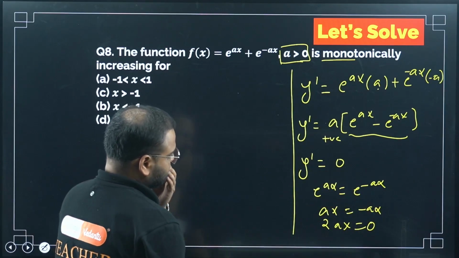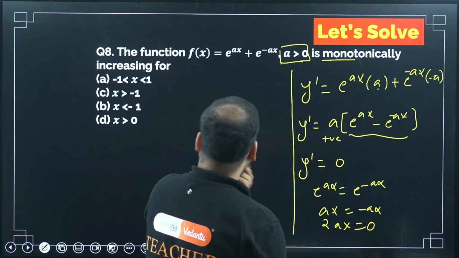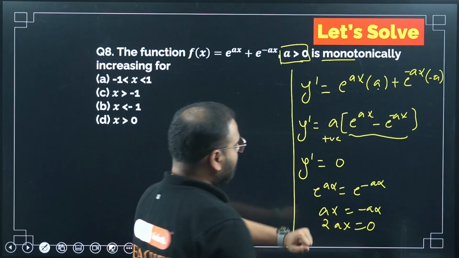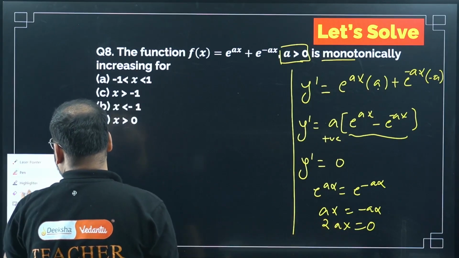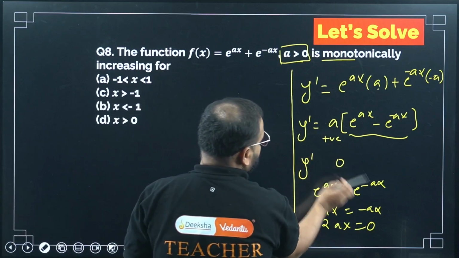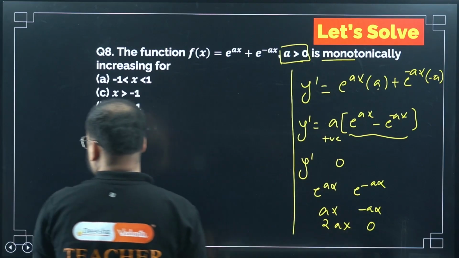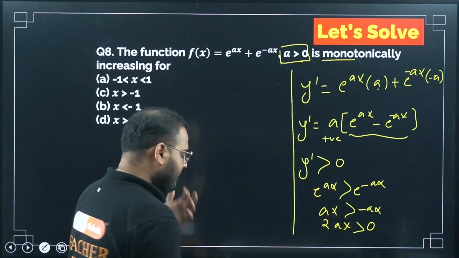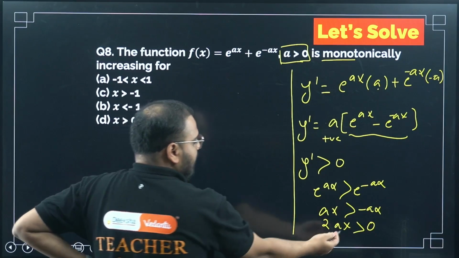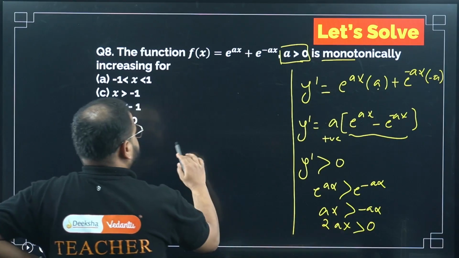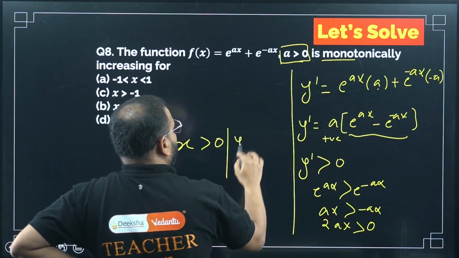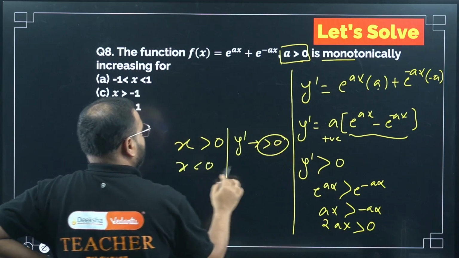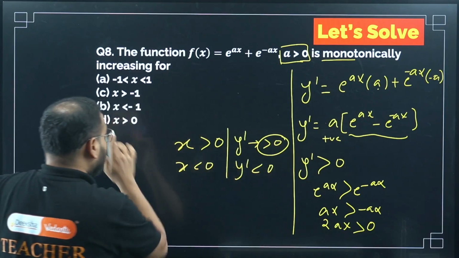Now check here. Now a is positive. If x is also positive, if I check only the positive trend, let's check. I'll not check this negative trend. I'll check only the positive trend. A is positive. If x is also positive, what will happen? y dash will be positive. Yes or no? If x is negative, y dash will be negative. Yes or no?